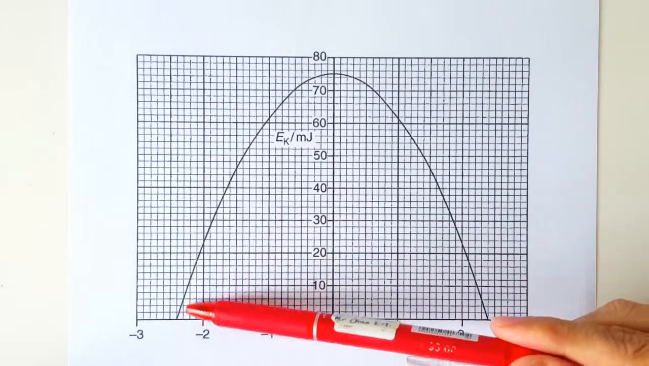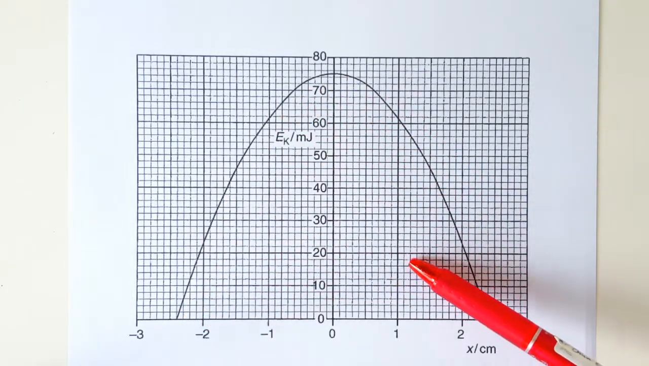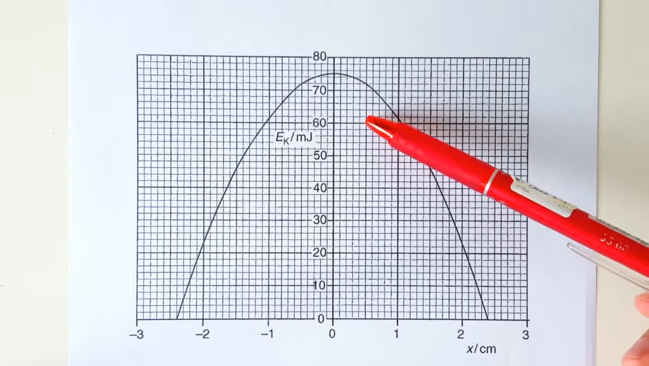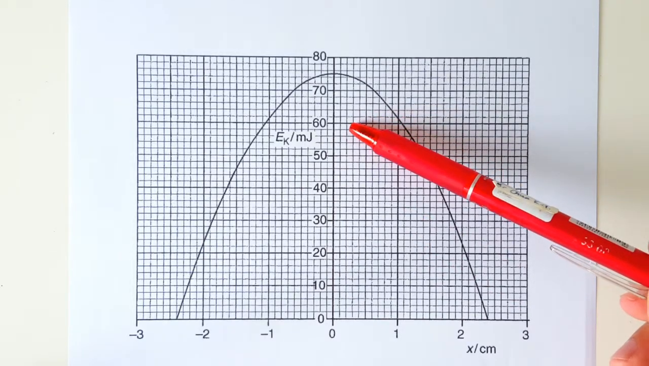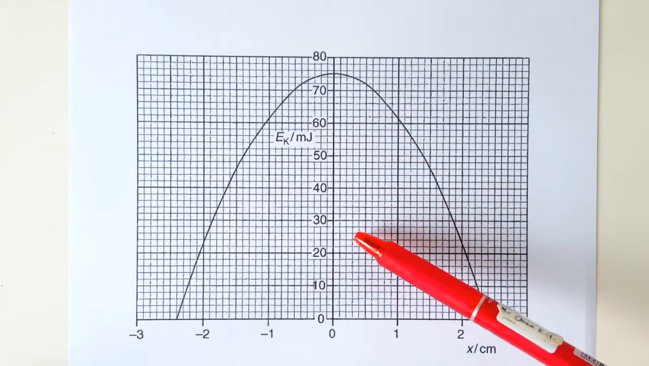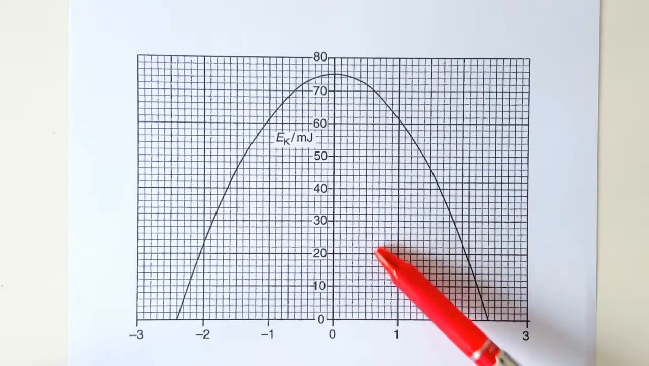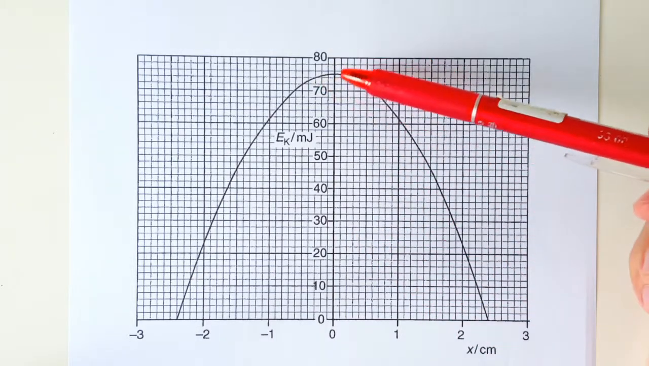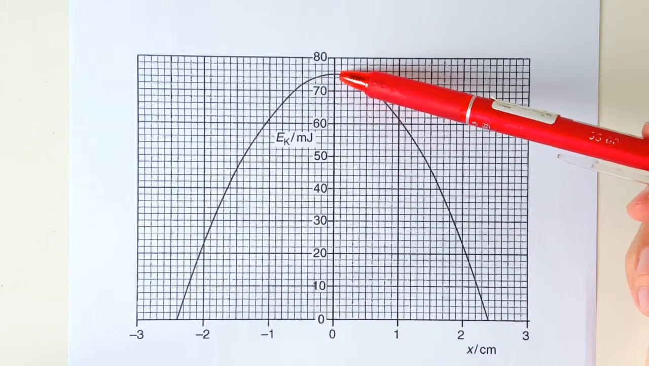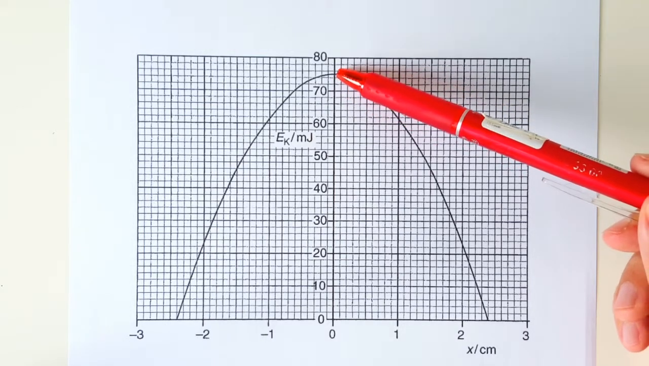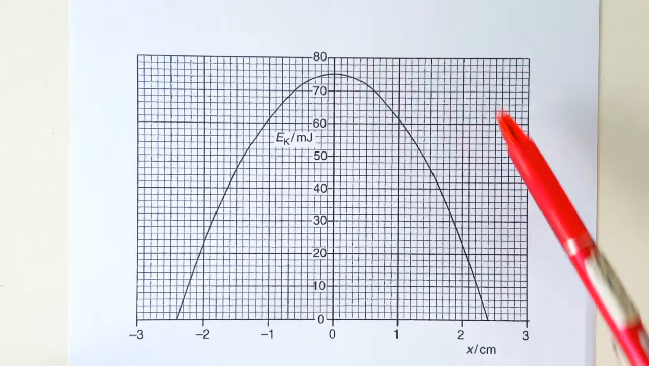Okay, so this is the KE graph for an oscillation. If its maximum KE is reduced by 40 millijoules, what would be its new amplitude? So many students correctly got the idea that it has something to do with 75 minus 40 millijoules, and so they get this number 35.